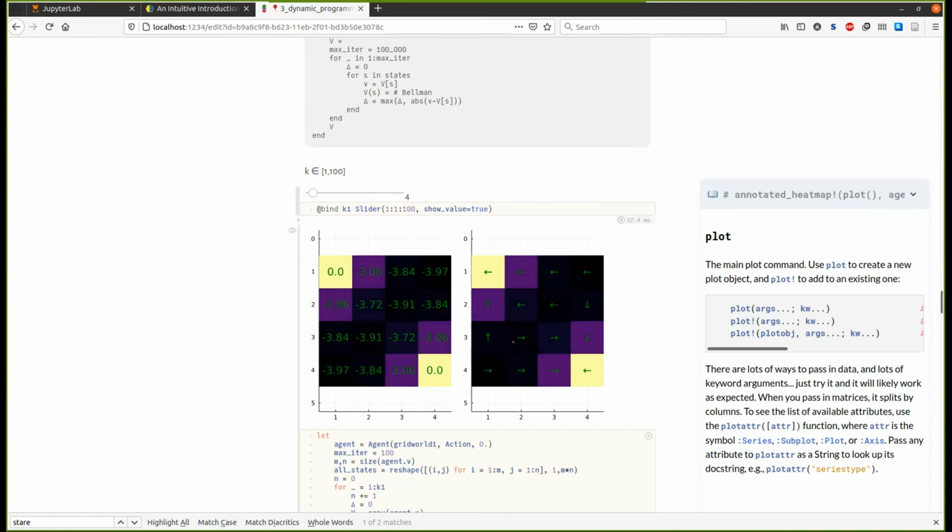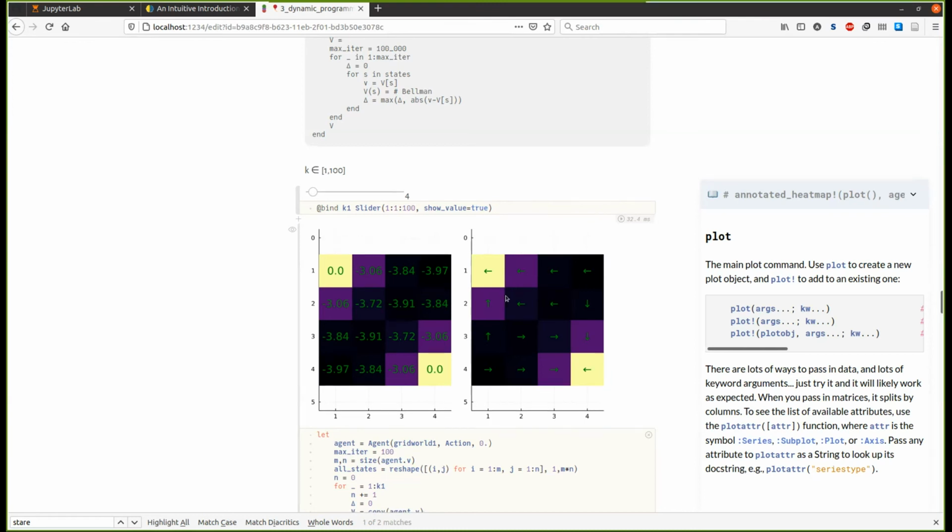So here you see it, yeah, that's not very helpful that I don't have multiple arrows in the cases when we don't care, when we have two optimal choices. But basically, if you follow each arrow, you will follow the optimal trajectory.